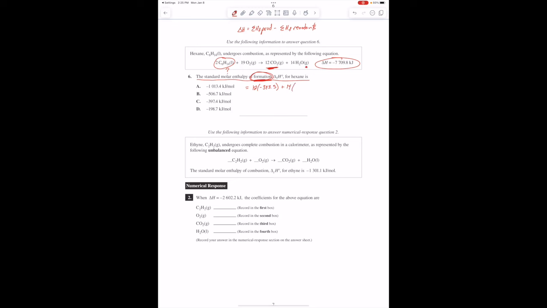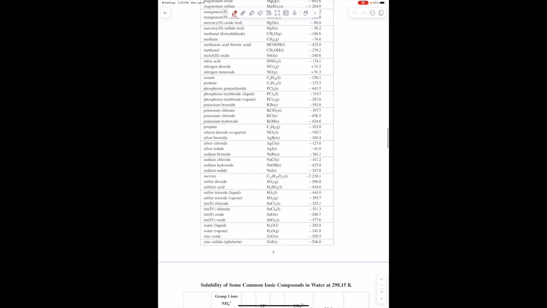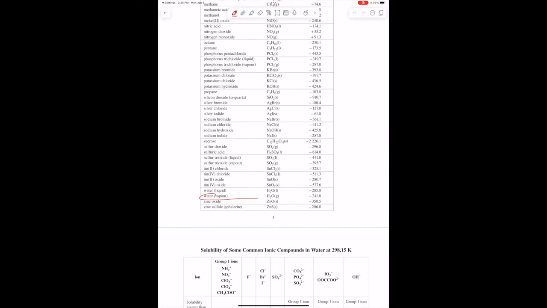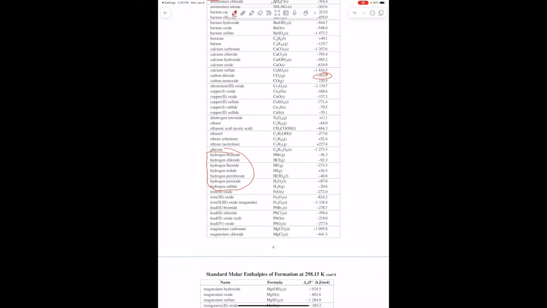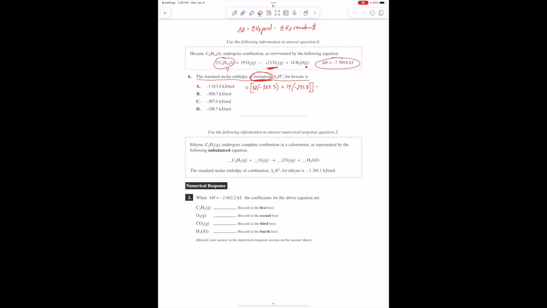14 water vapor in the data book is negative 241.8. Okay, I'll go look. I'll show you, in case you don't know where I'm at. I just went and found carbon dioxide and water. There's my water vapor right there, 241.8. Okay, I did the same thing for carbon dioxide. Carbon dioxide numbers right there. Okay. So I've done these two. Now I'm going over to here. That's not in the data book. So that's X. And I have two of them. So that's 2X.